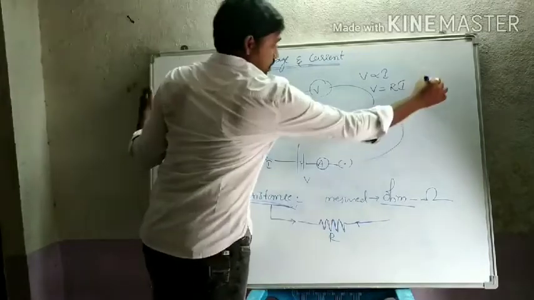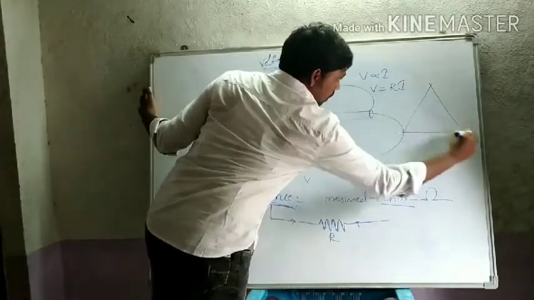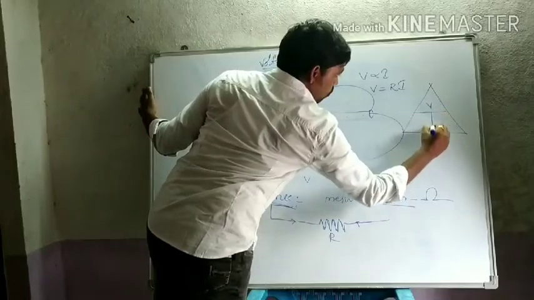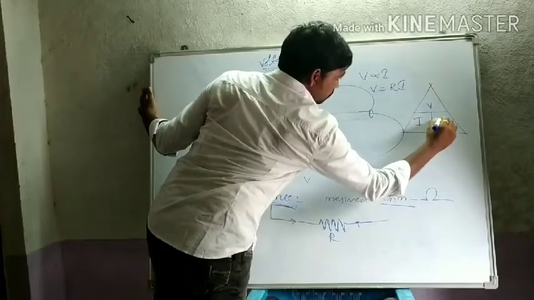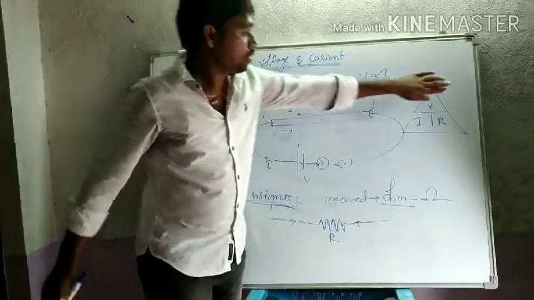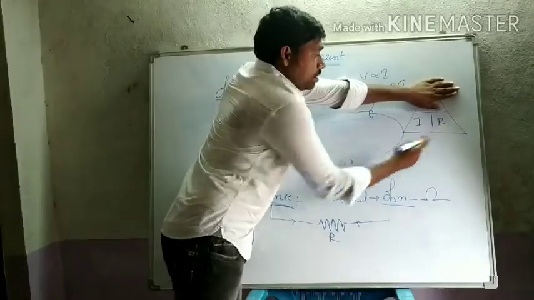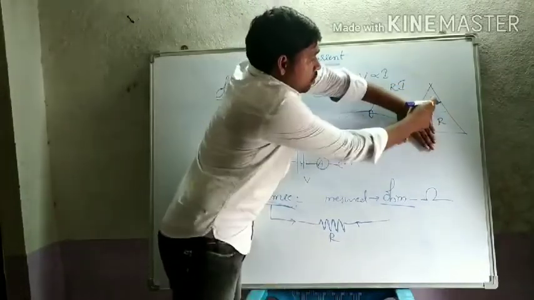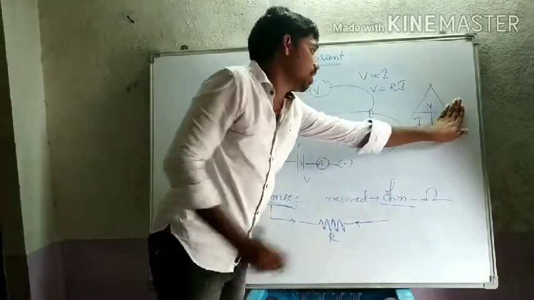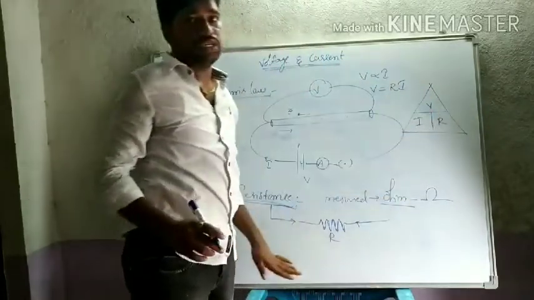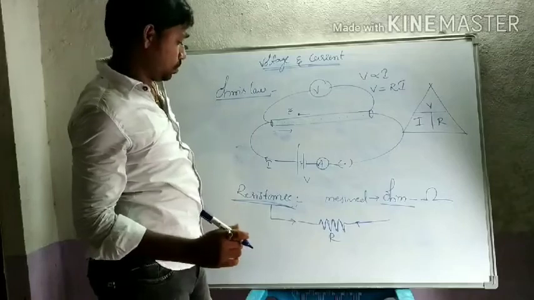And this triangle gives you the Ohm's law triangle. So V is equal to I into R, I is equal to V by R, and R is equal to V by I. Thank you.